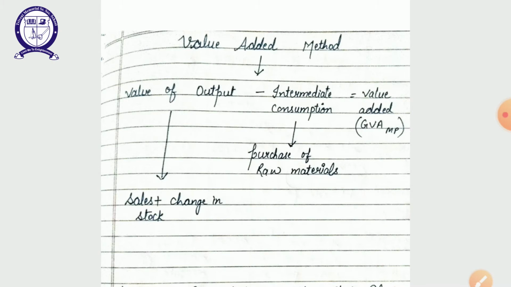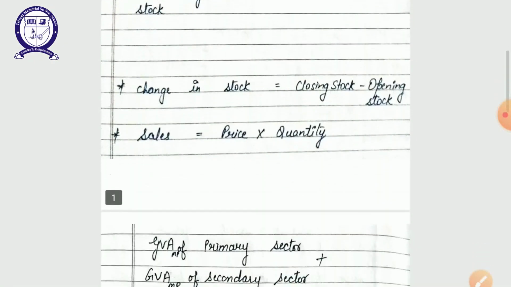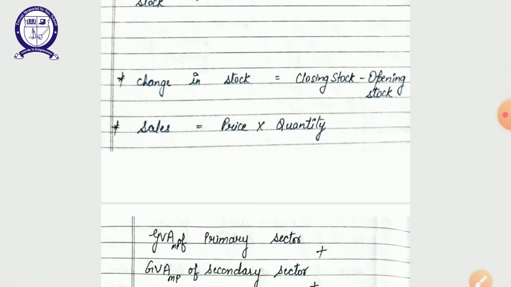You will include export as well as import only and only when you are given that the purchase and sale is of domestic raw material only. If domestic is not given, that means import and export are already included. So when you deduct both of these, you will get GVA at MP. Now sales can also be determined by price multiply quantity.